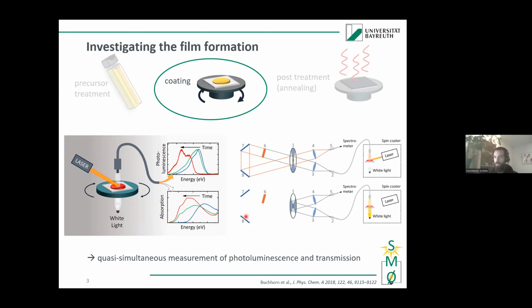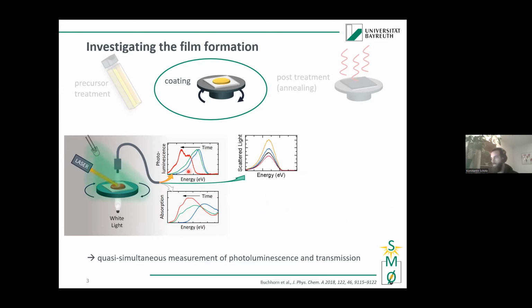Sometimes we also have some structures in our films which do not absorb or emit light in the visible range. But if they form structures that scatter light, we can still record that. We added, therefore, an extra LED. And you can simply record the intensity of this LED in addition to the PL and the absorption.